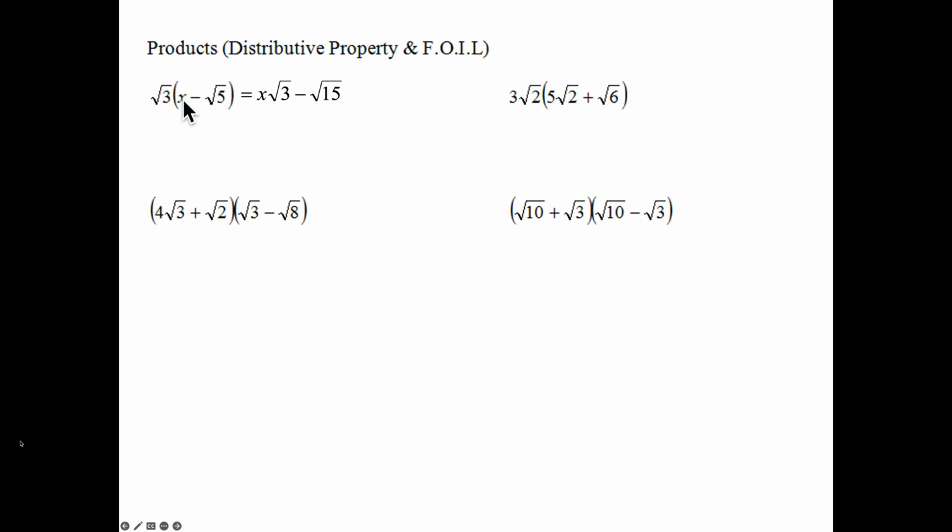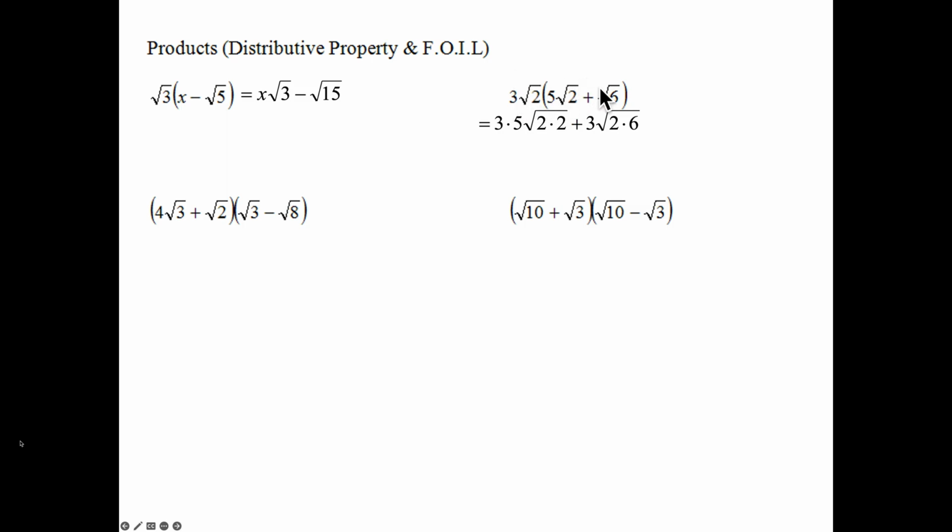So the x is considered on the outside, so it stays on the outside, x square root of 3. Square root of 3 times the square root of 5, inside times inside, square root of 15. You're done. There it is. So another distributive property, here we have 3 square root of 2 is going to be multiplied to 5 square root of 2. So outside times outside, inside times insides.